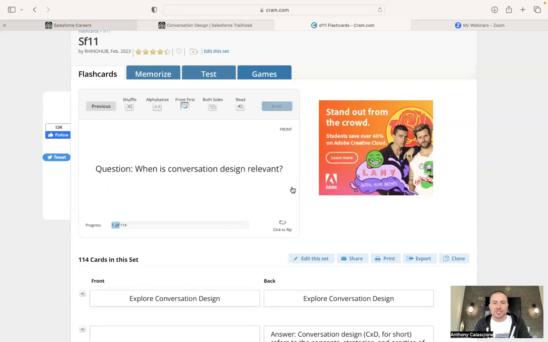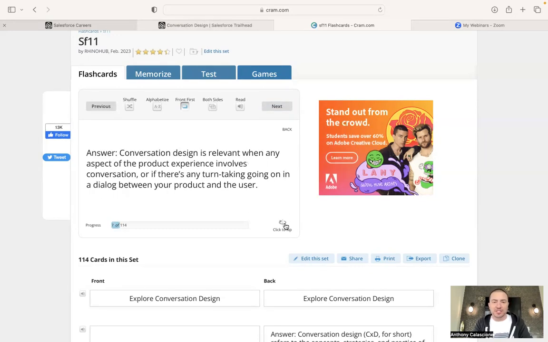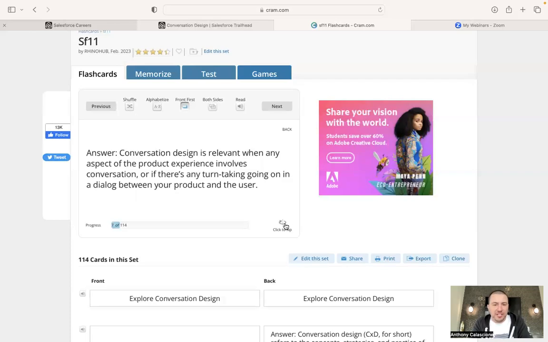When is conversation design relevant? Conversation design is relevant when any aspect of the product experience involves conversation, or if there's any turn taking going on in a dialogue between your product and the user.